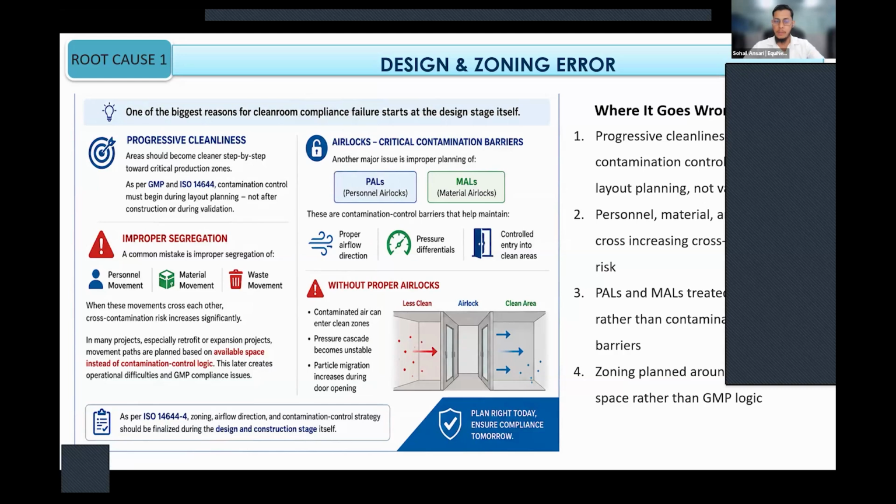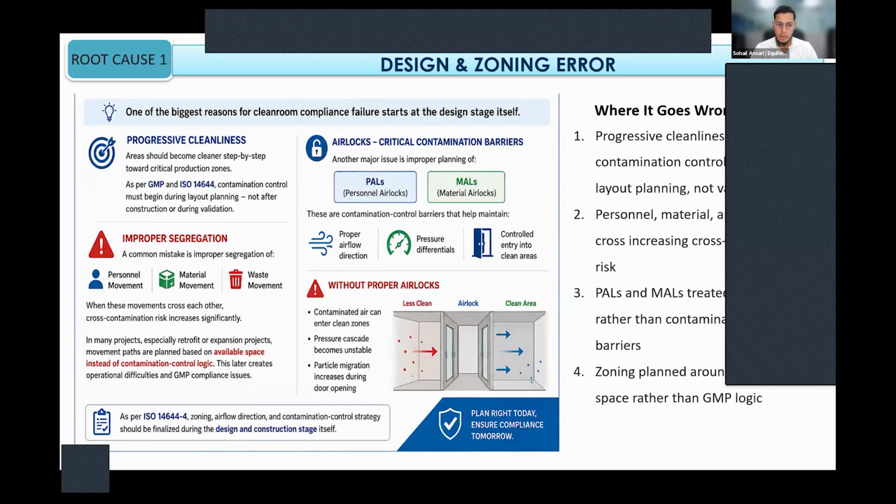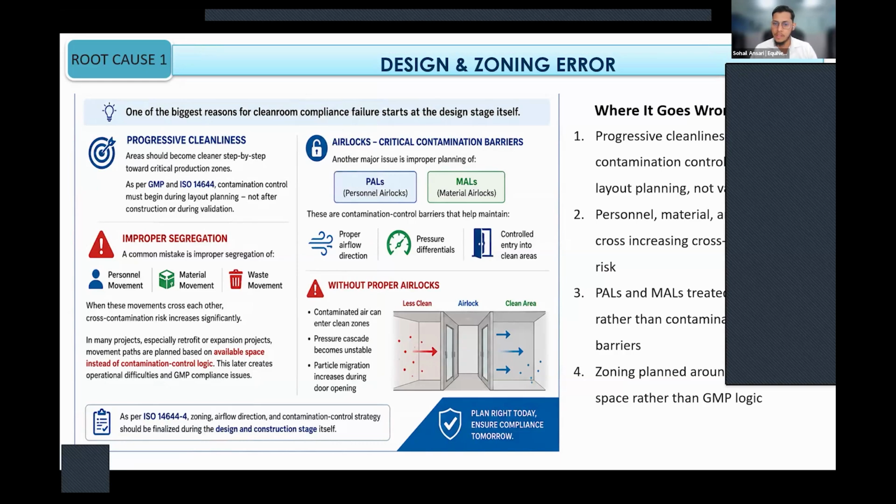The common mistake is improper segregation of material airlock, personnel airlock, and waste movement. When these movements cross each other, cross-contamination risk increases significantly. In many projects, especially retrofit and expansion projects, movement paths are planned based on available space instead of contamination control logic. This creates operational difficulties and GMP compliance issues.